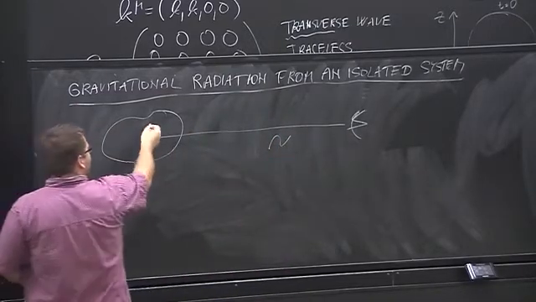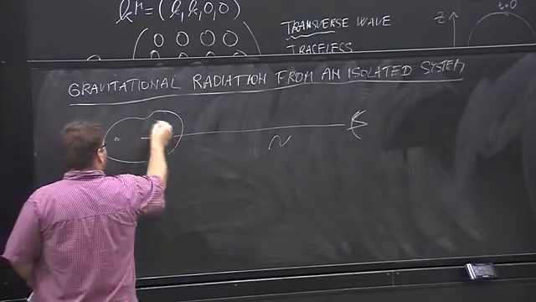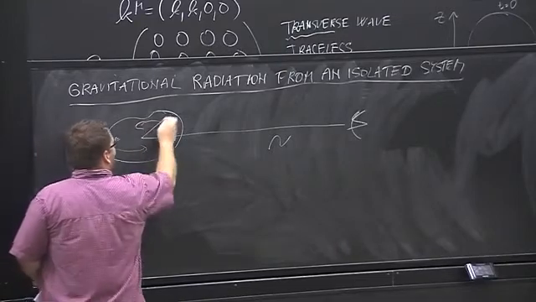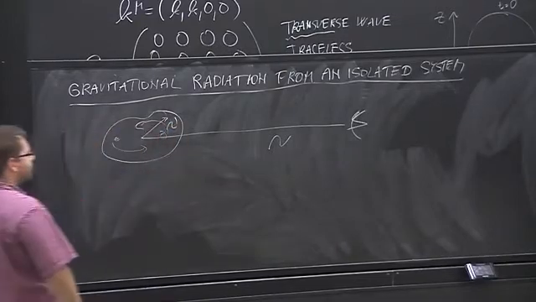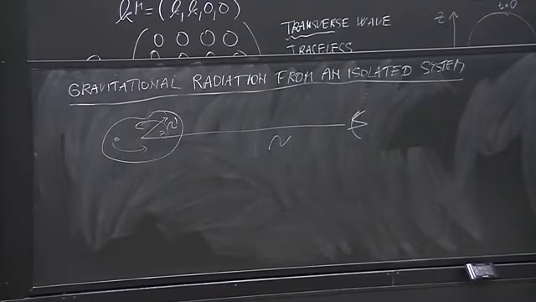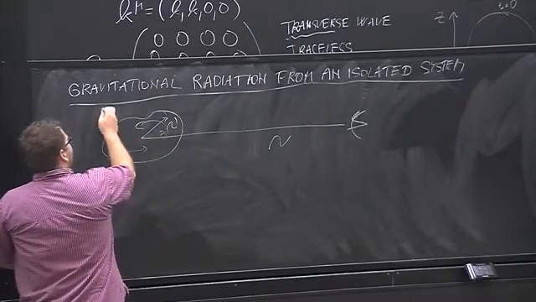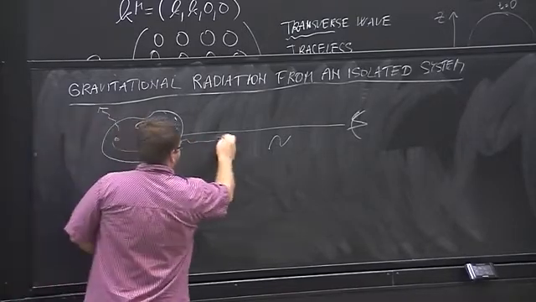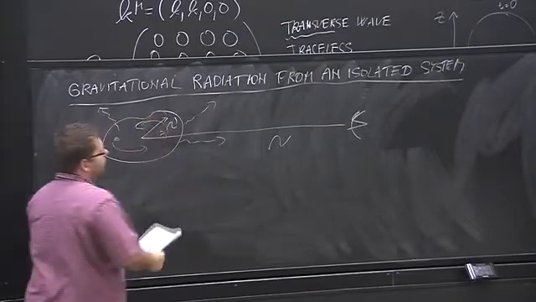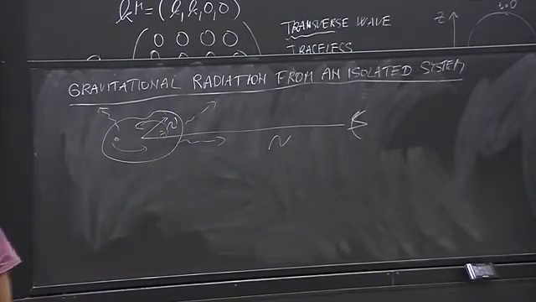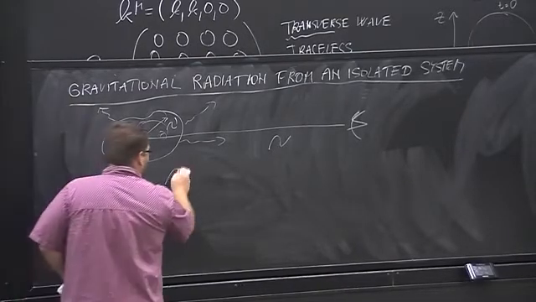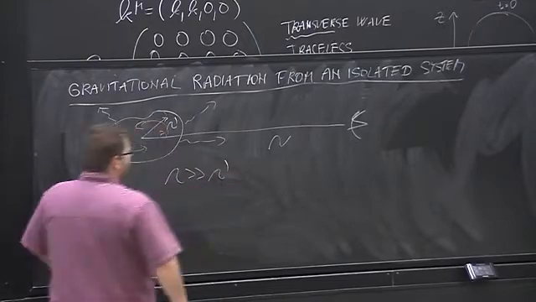And then everything that is happening in that system, so for example, this binary, can be described by some r prime. So now, something is happening here, and that produces the gravitational waves. And then we are interested in how we observe these gravitational waves at the distance small r, which is much, much bigger than r prime.